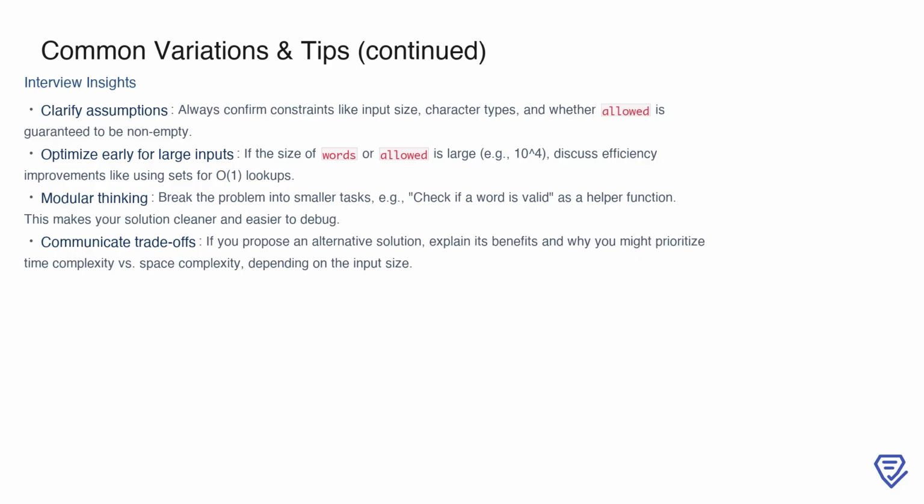Breaking the problem into smaller, modular tasks is another effective strategy. For instance, you could create a helper function to check if a word is valid based on the allowed string. This modular approach not only makes your solution cleaner but also easier to test and debug. Lastly, if you propose alternative solutions, communicate the trade-offs clearly. Explain why you might prioritize time complexity over space complexity, or vice versa, depending on the constraints and input size.